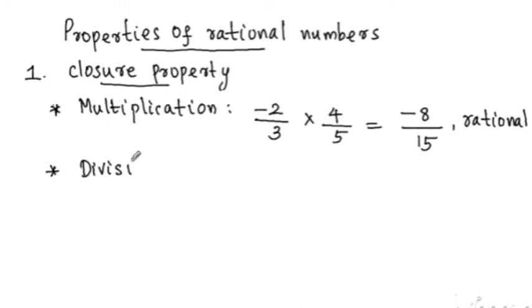Similarly, you can do the division. So for division we can take the numbers 2 by 7 and 5 by 3. So 2 by 7 divided by 5 by 3, it is the same as reciprocal multiplication.